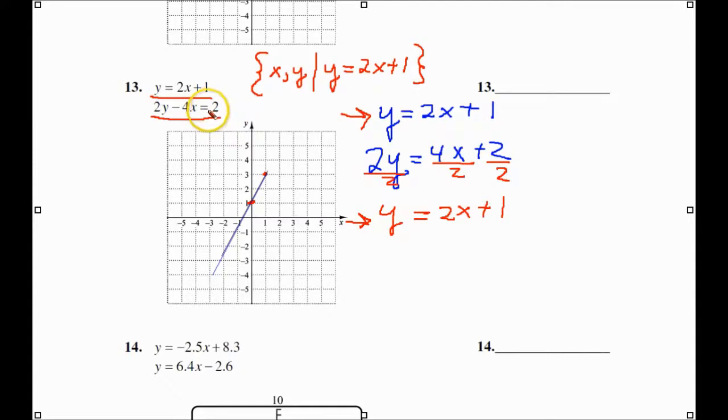Either one is good. And on a paper test, they'll probably give you a choice, as they will in MATLAB. They'll say one solution and you put the ordered pair in, or they'll say there's no solution, or they'll give you this as a solution. And you just choose it.